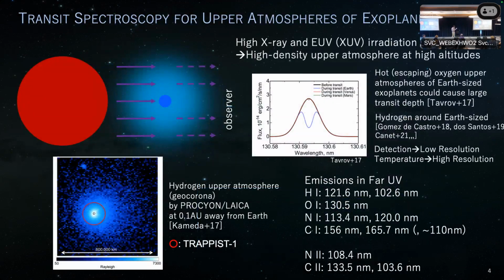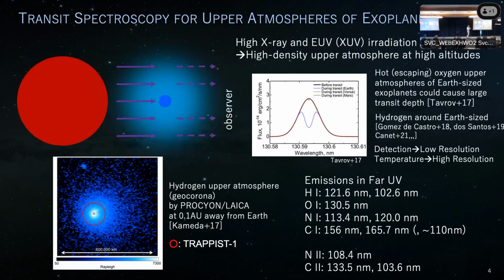And so this is just one slide for the science case, about transit spectroscopy for the upper atmosphere of Earth-sized exoplanets. In my understanding, this is not so intensively discussed this week, but I think this is very important. This shows the concept of transit spectroscopy.